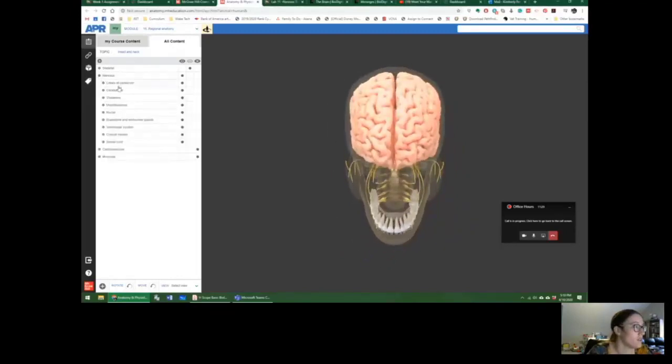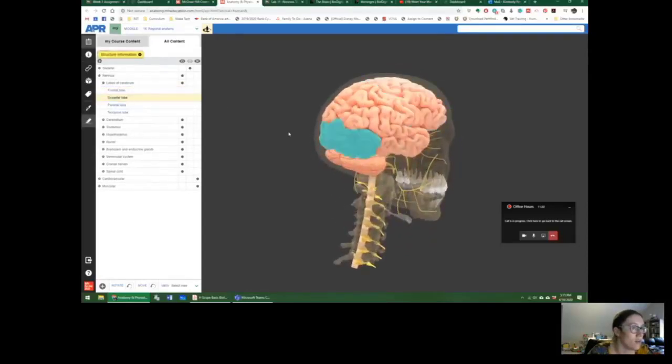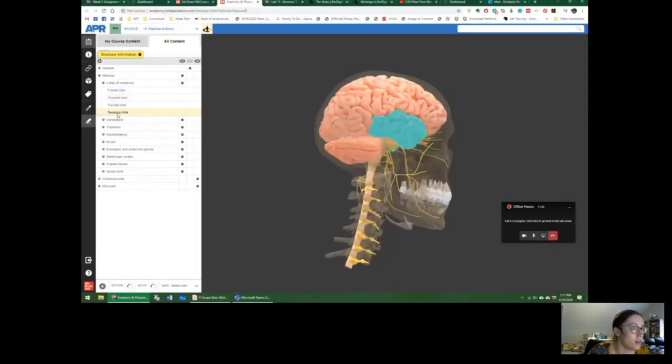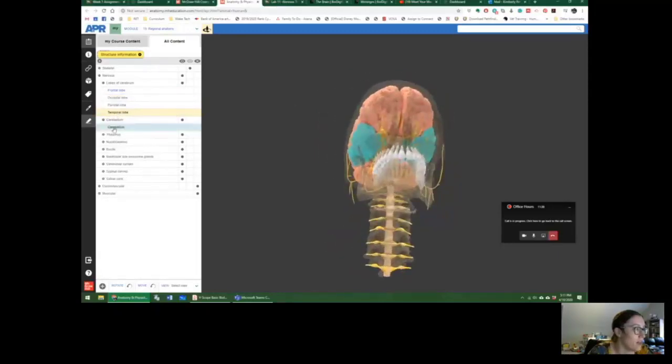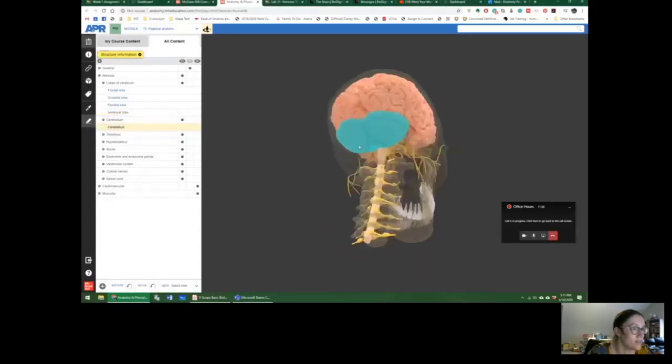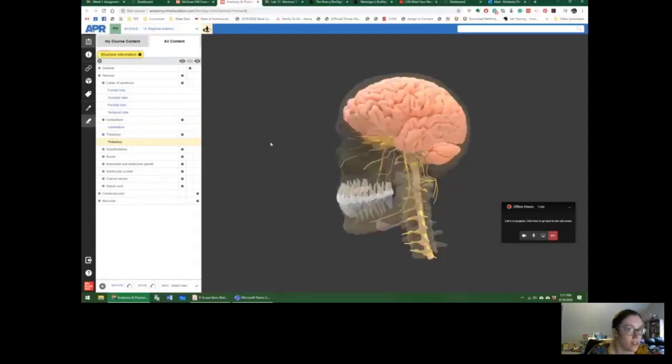If you open up the nervous system here, we can talk about the lobes of the cerebrum. So we can find the frontal lobe, move it around, the occipital lobe, move it around, parietal, temporal. So that's really neat, I think. You can see a lot right there. The cerebellum, we can see the thalamus. We can't see the thalamus very well.